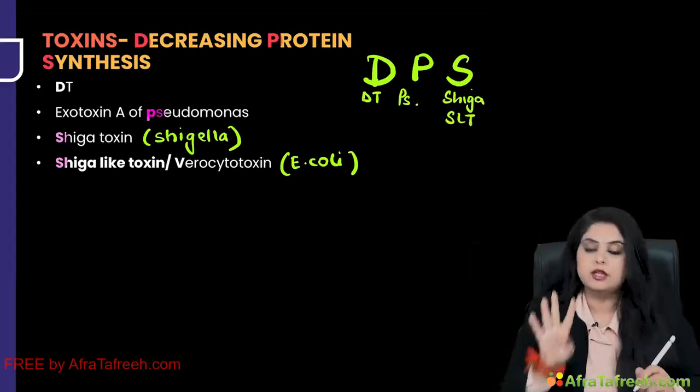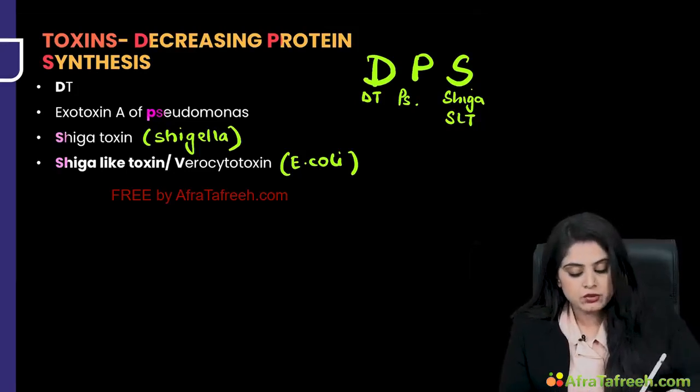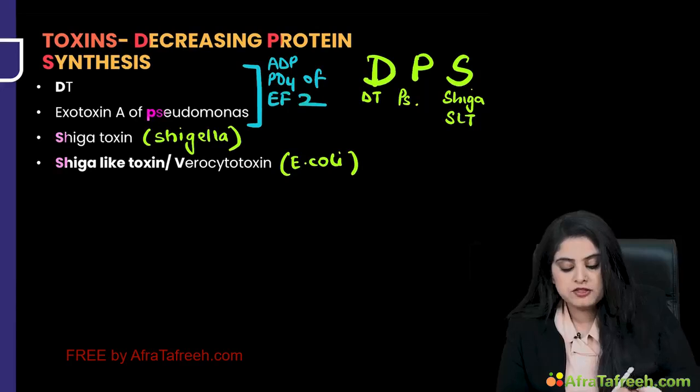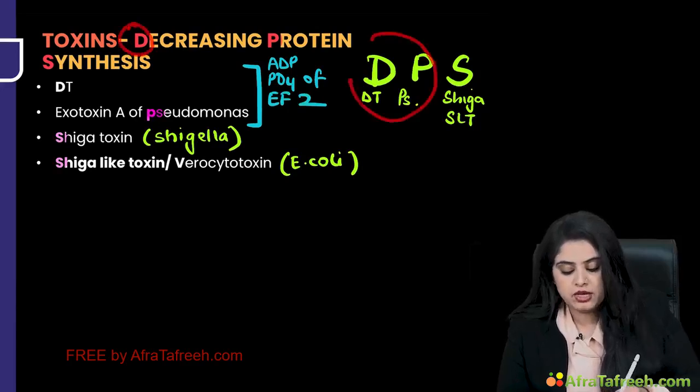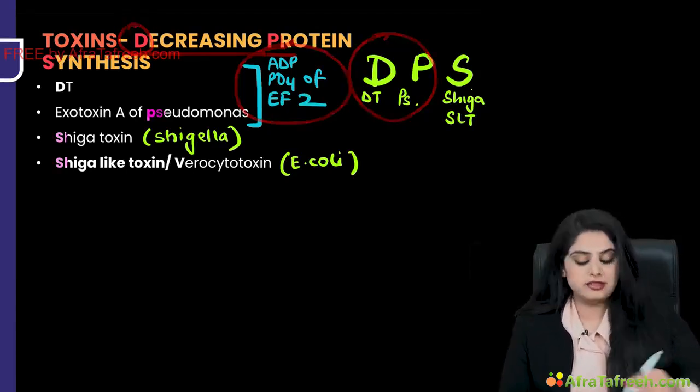Four toxins are there. All of them decrease the protein synthesis, but their mechanism is different. How do these two decrease the protein synthesis? They are going to cause ADP ribosylation of the EF2. Remember, diphtheria toxin and the Pseudomonas toxin are going to cause ADP ribosylation of EF2, elongation factor 2. That is how they decrease the protein synthesis.